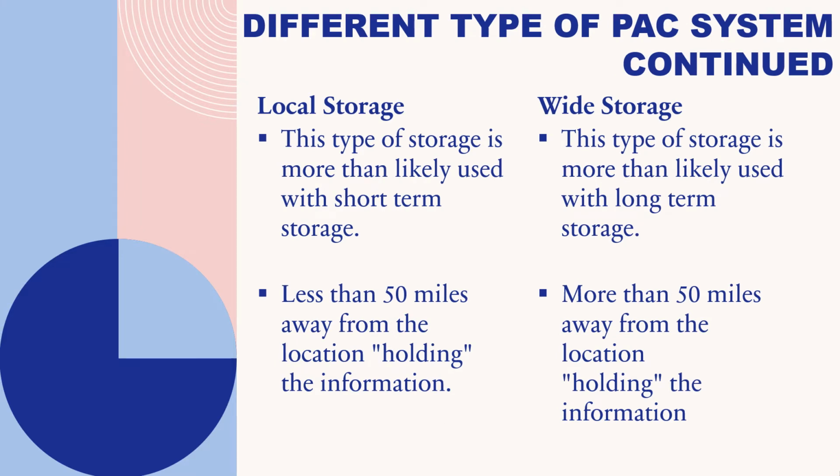So there's also different types of storage regarding where. There's local storage and there's wide storage. Local storage is more used with short-term storage, and the facility where it is kept is less than 50 miles away from the location holding the information. Wide storage is used with long-term storage. It is more than 50 miles away from the location that is holding the information.